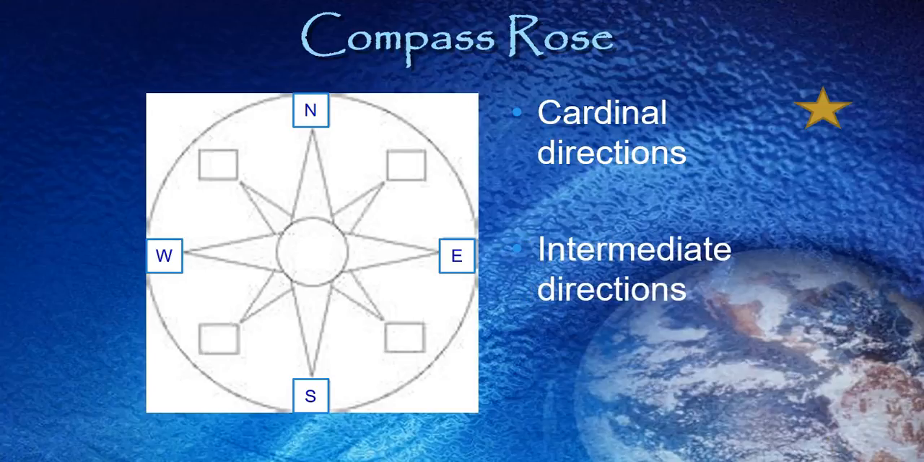Next, we have intermediate directions. Intermediate directions are in between the cardinal directions. There's northeast, northwest, southeast, and southwest. So remember, cardinal directions are north, south, east, and west, and intermediate are in between: northwest, northeast, southeast, and southwest.